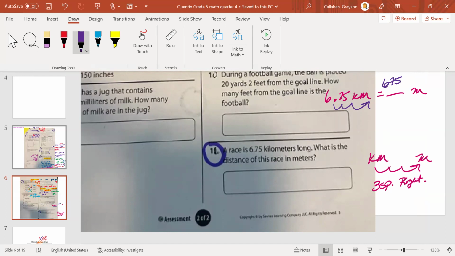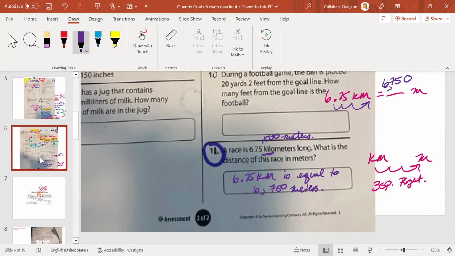Kilometer is 1,000 meters. Kilo is 1,000 meters. Okay? And a 0. So you could say 6.75 kilometer is equal to 6,750 meters. Okay, is that it?